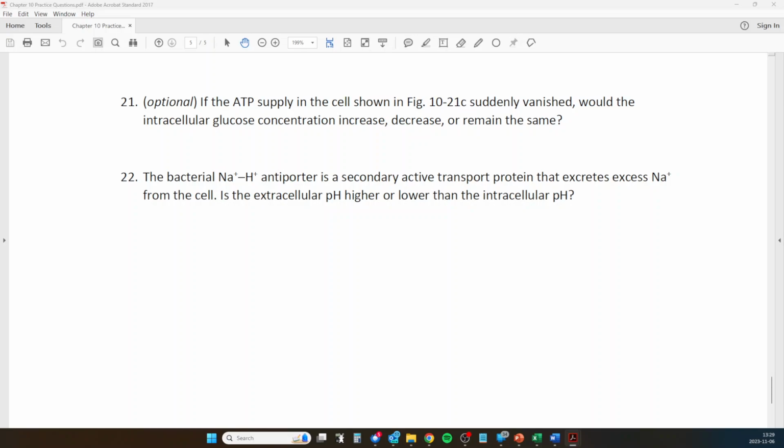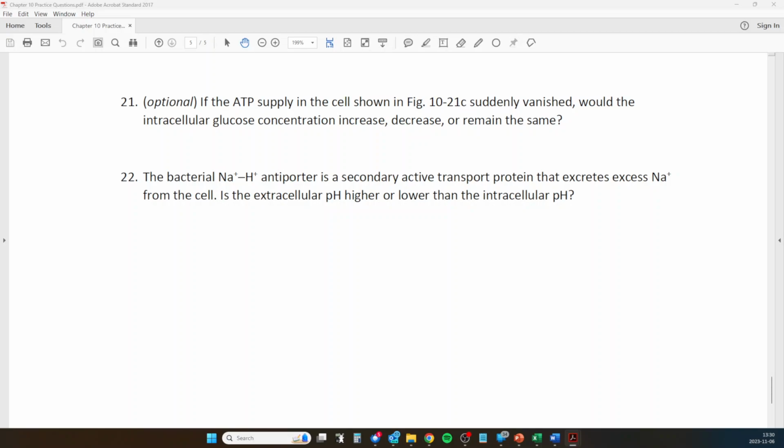So I understood it a certain way, but that makes sense the opposite way. Can you go through the question? Sure. So the bacterial sodium proton antiporter is a secondary active transport protein that excretes excess sodium from the cell. Is the extracellular pH higher or lower than the intracellular pH?